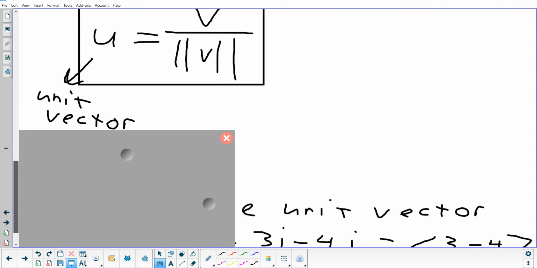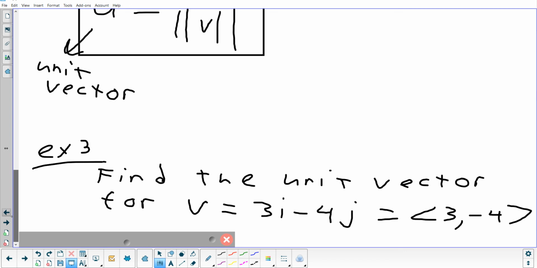All right, so let's try this one. It says find a unit vector for this vector. In other words, give me a vector that points in the same direction, but is only 1 unit long. If this vector is already 1 unit long, then we're done. There's nothing to do.